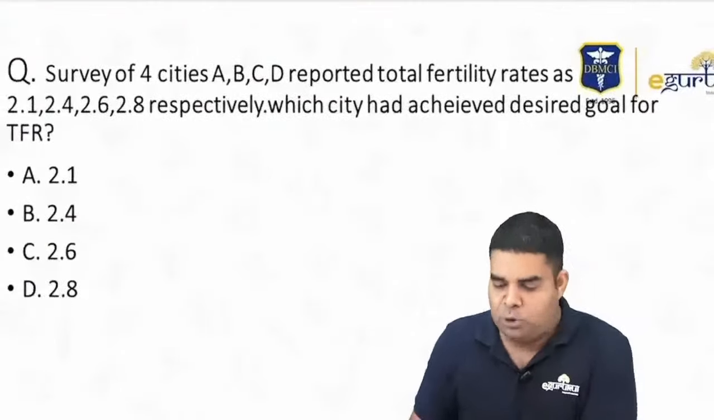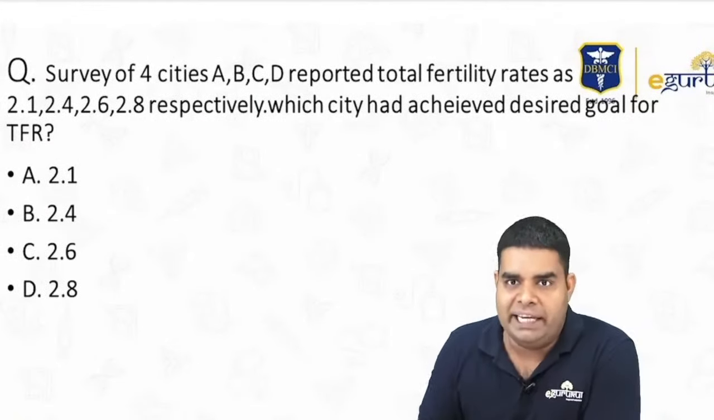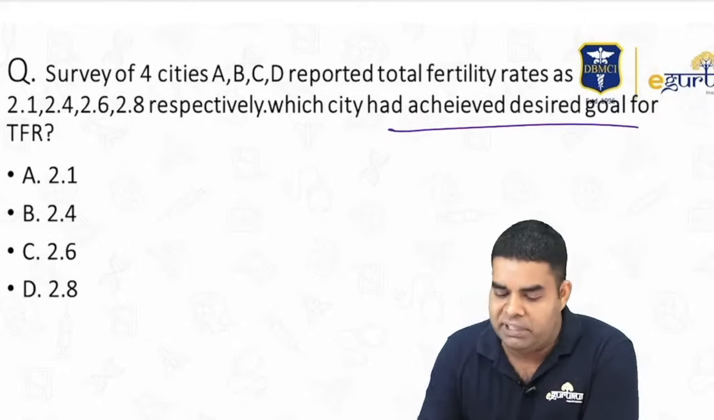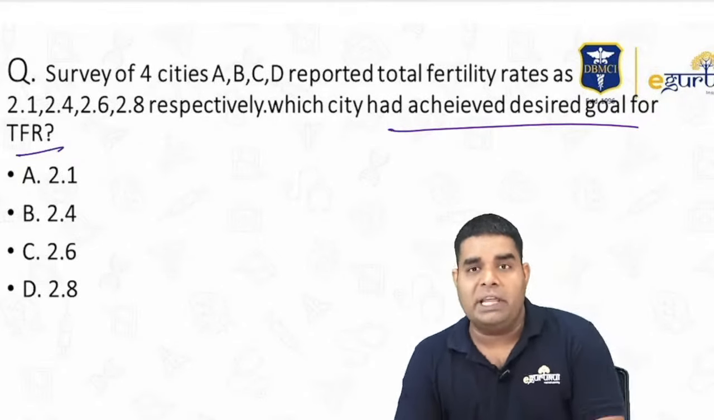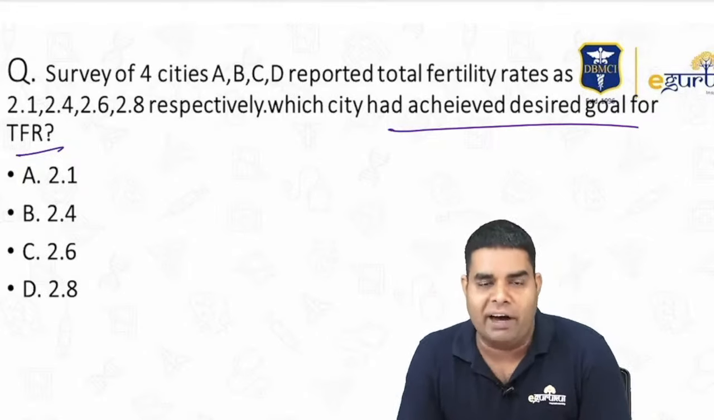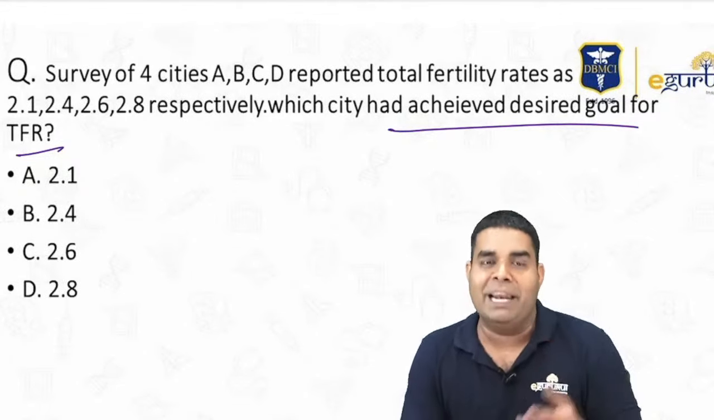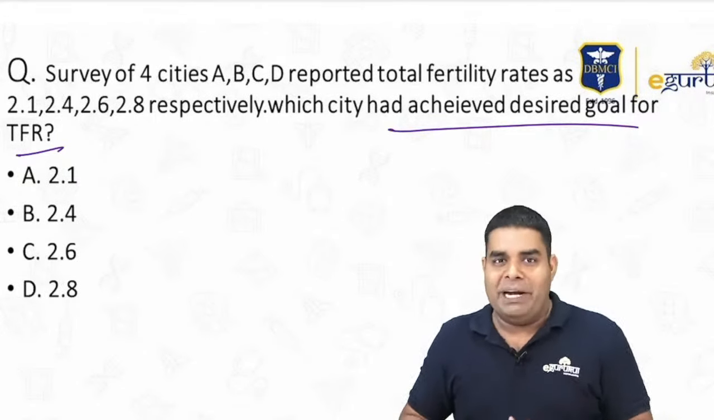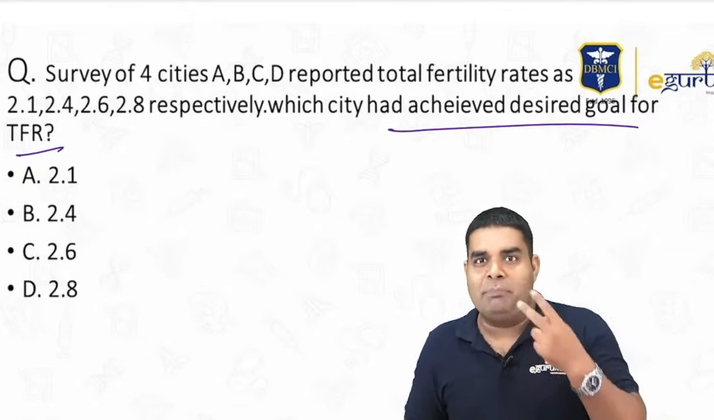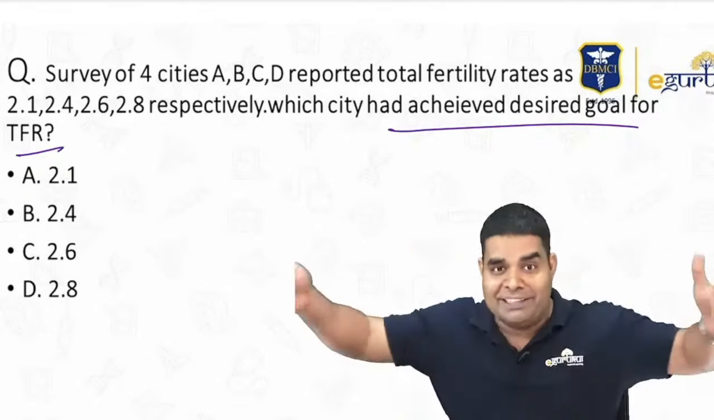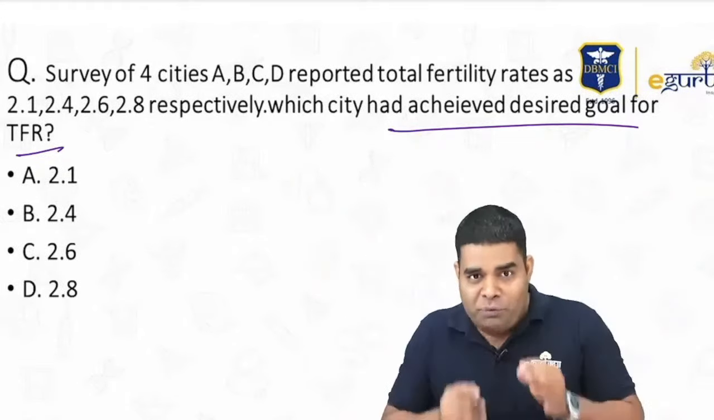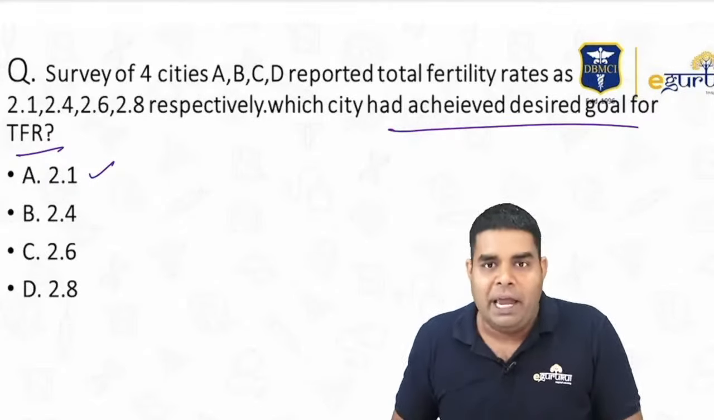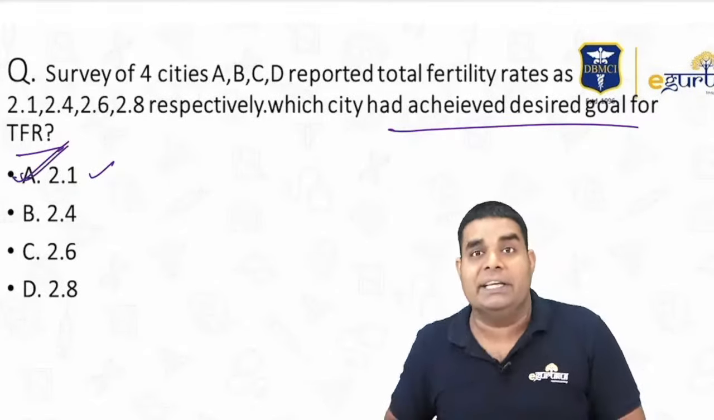Next question is again from total fertility rate. There are 4 cities A, B, C, D with different total fertility rates, and they are asking which of them has achieved the desired goal of TFR. So they are just asking what is the desired goal of TFR: how many children should there be per female? This is very common knowledge. The government always wants 2 children per couple. Hum do, hamare do, it is written and published everywhere. So the number of children per female should be close to 2, and therefore 2.1 is the correct answer.